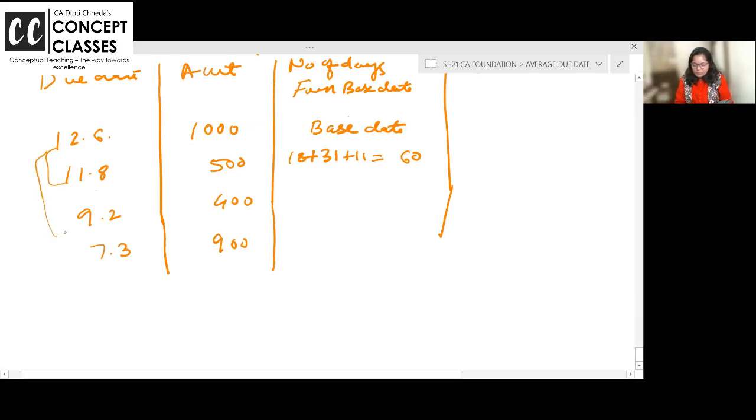Now 12th June to 9th February. 18 days of June, 31 July, 31 August, 30 September, 31 October, 30 November, 31 December, 31 January, and 9 February, 242 days. 12th June to 7th March: 18 days of June, 31 July, 31 August, 30 September, 31 October, 30 November, 31 December, 31 January, 28 February, and 7th March. 268 days from base date.